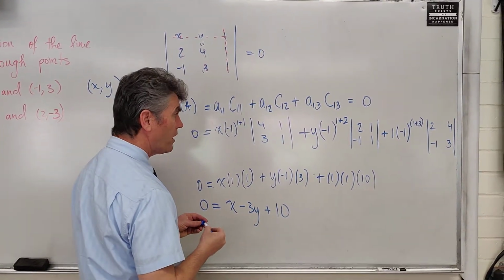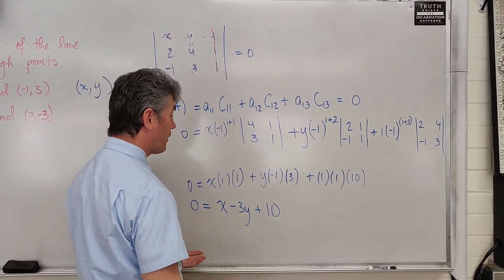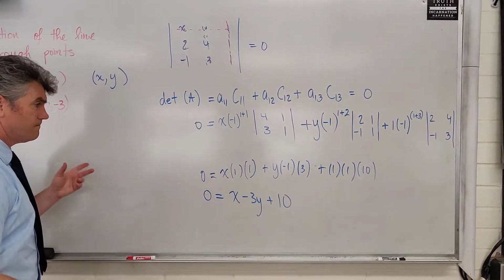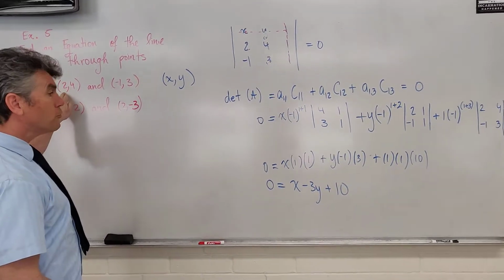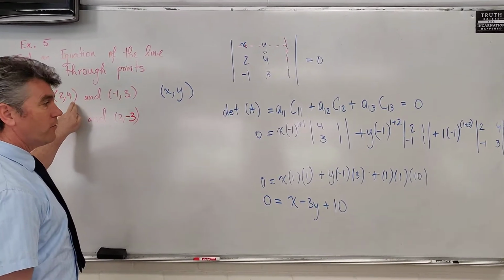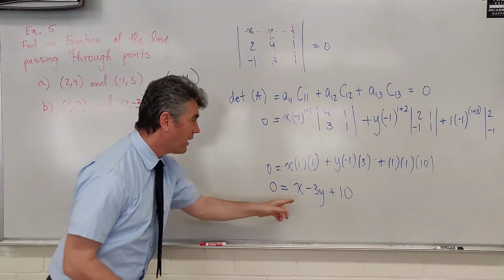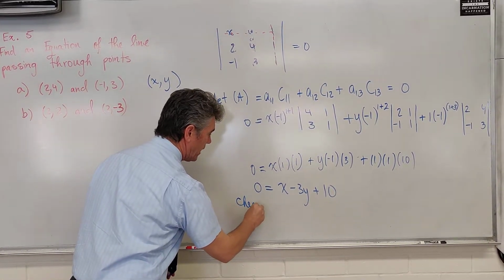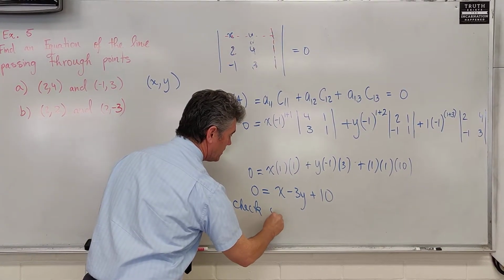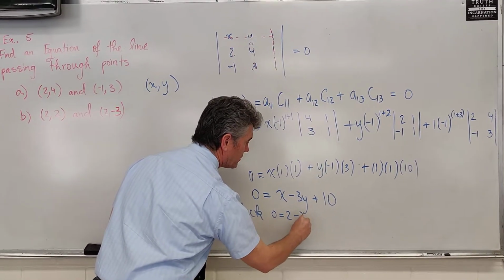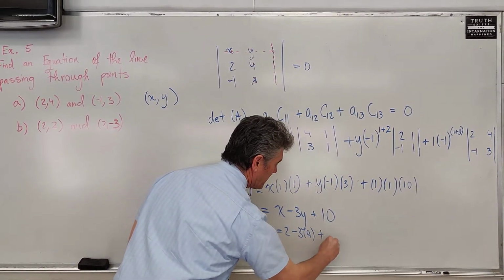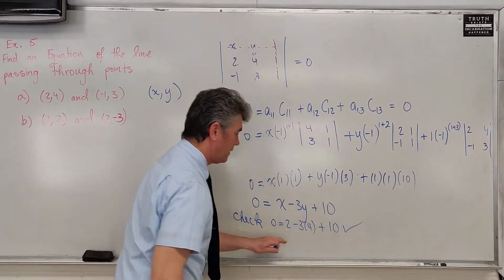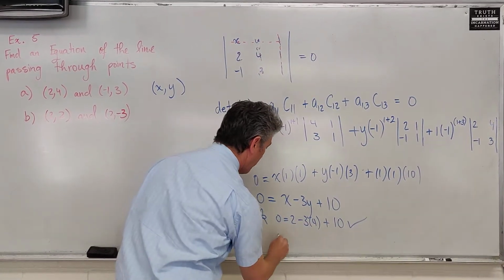You shouldn't stop there. You should be curious. Did you do it right or not? Quickly check. I'm replacing x by 2 and y by 4. So check: 0 equals 2 minus 3 times 4 plus 10. Yes, 2 minus 12 plus 10 is 0.